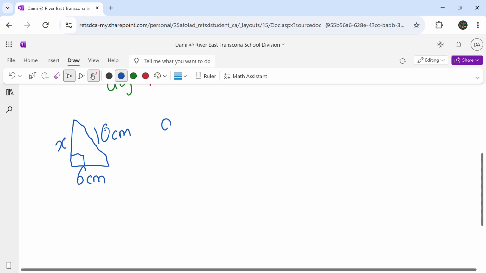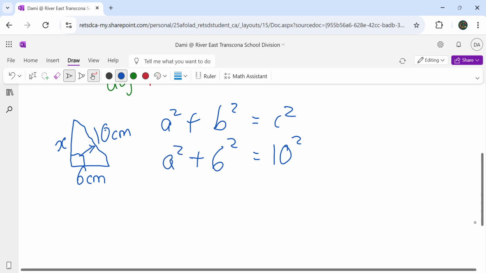So our formula says a square plus b square equals c square. So let's plug stuff in. The hypotenuse opposite the right angle is 10 centimeters. And then we know one of the legs, let's use b, is 6 squared. And we don't know a, so we'll leave that as a square. We square the 6, so a square plus 36 equals 100.